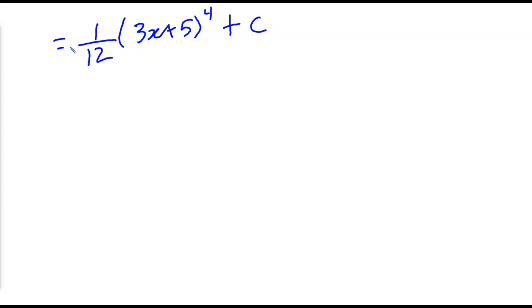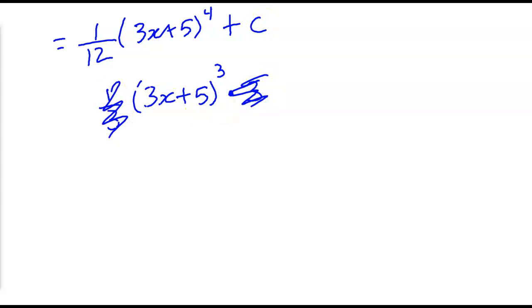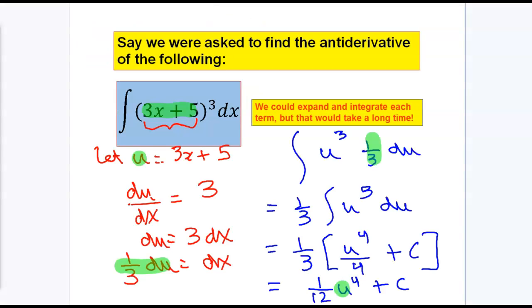Again, if I took the derivative of this, I'm going to get exactly back what I started with, and I'll show you. If I took the derivative of this, the 4 would come out front, so that would become 1/3, times 3x plus 5 to the 3rd, times the derivative of the inside, which is 3. The derivative of a constant is 0, so this is going to cancel out with this, and now I'm right back to what I started with.